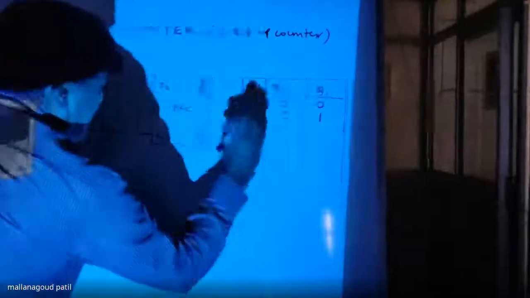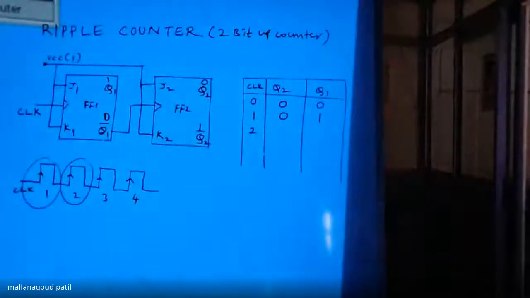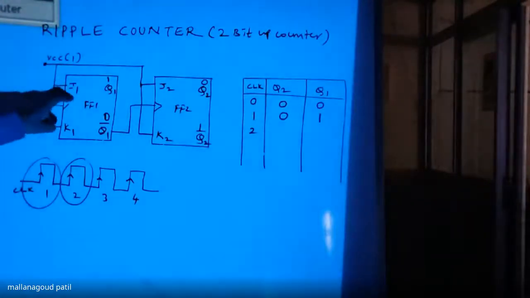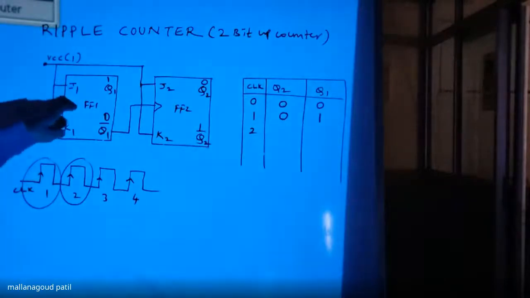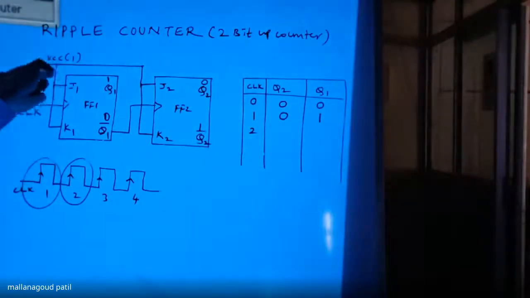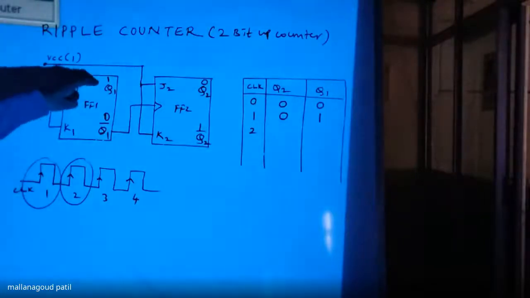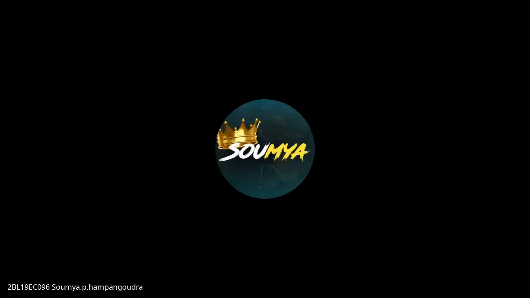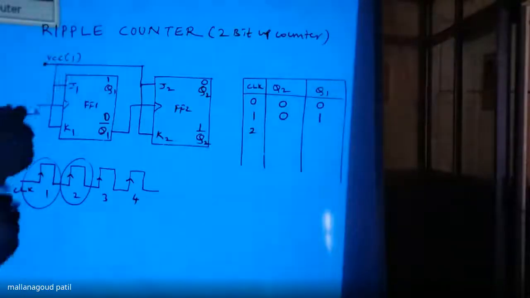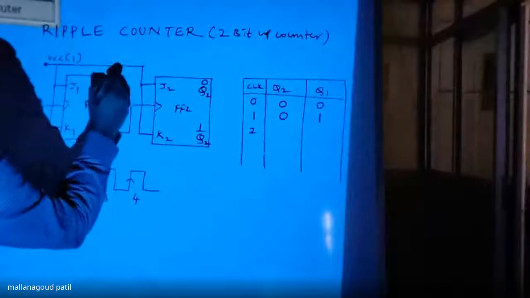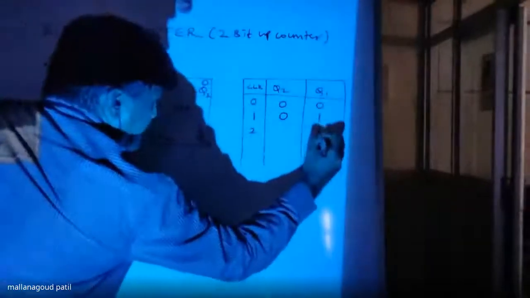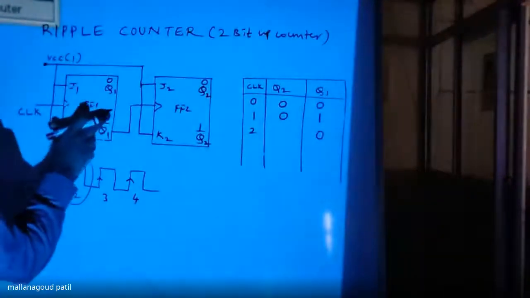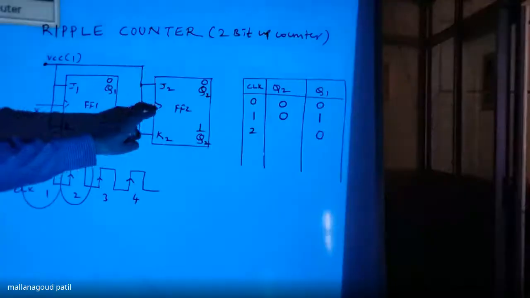See, next you can go for the second clock. When you go for the second clock, the first flip-flop will toggle because JK is already tied to 1. When you give a clock, the first flip-flop will toggle. What is Q1? It was 1, now it will be 0. Now Q1 changes to 0. When Q1 is 0, what should be Q1 bar? 1. Q1 bar is connected to the next flip-flop.